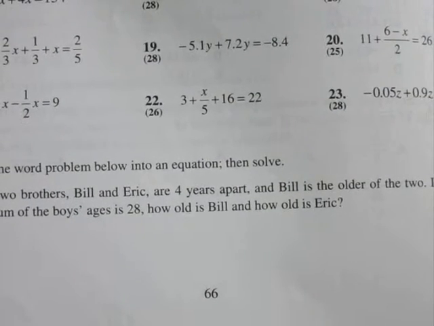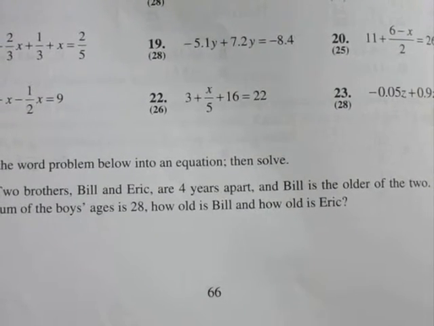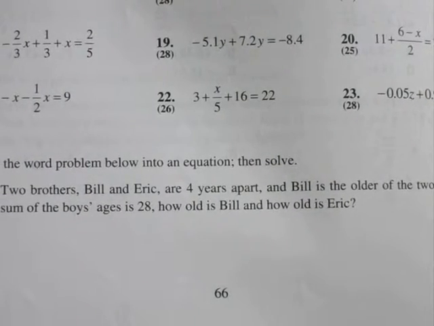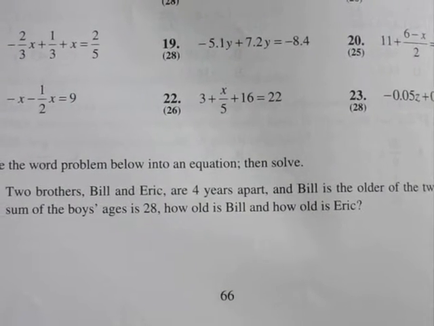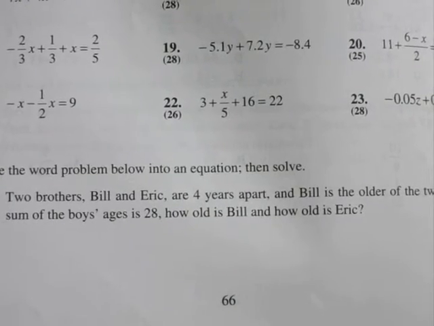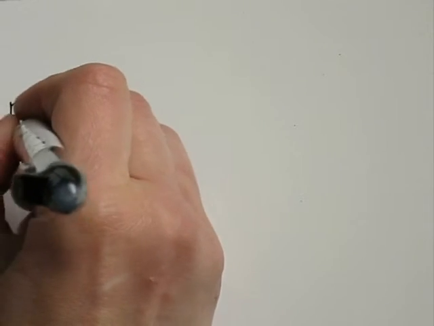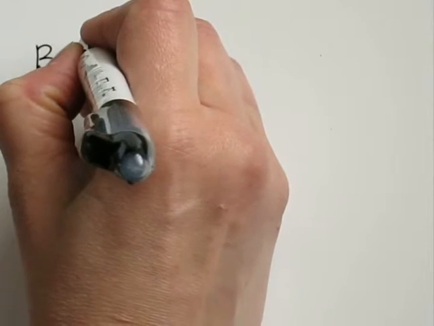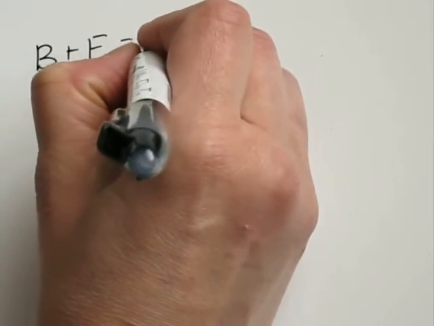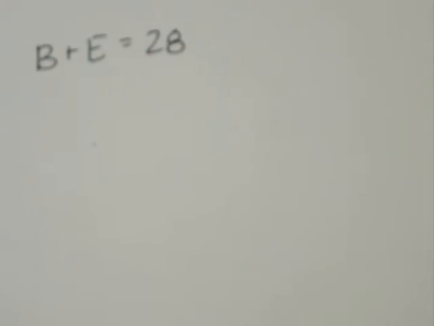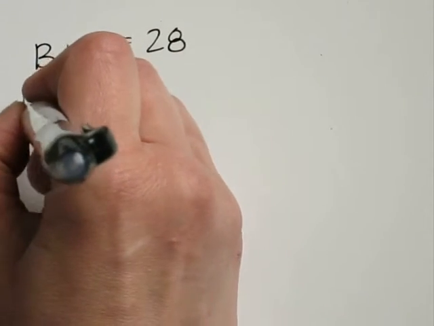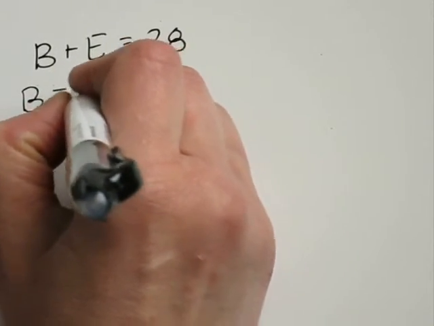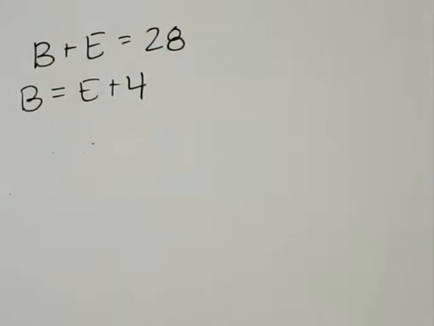Problem 24. Two brothers, Bill and Eric, are 4 years apart, and Bill is the older of the two. If the sum of the boys' ages is 28, how old is Bill and how old is Eric? The problem tells us the sum of the boys' ages is going to be 28. So Bill plus Eric is going to be 28. We're also told Bill's older by 4 years. So the age of Bill is going to be Eric plus 4.